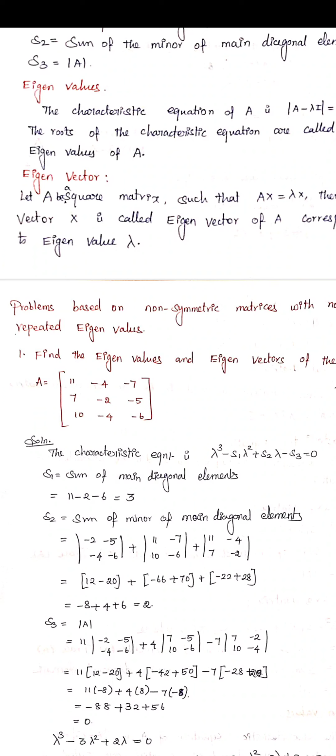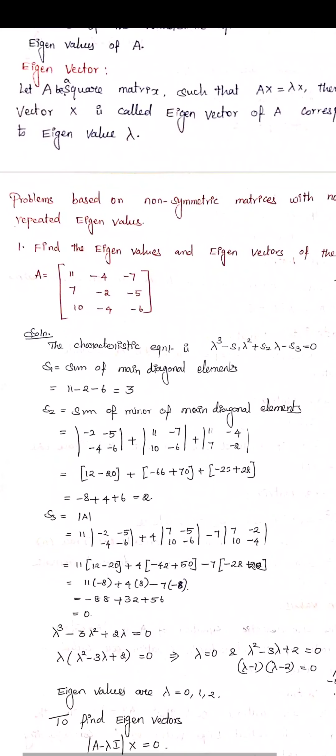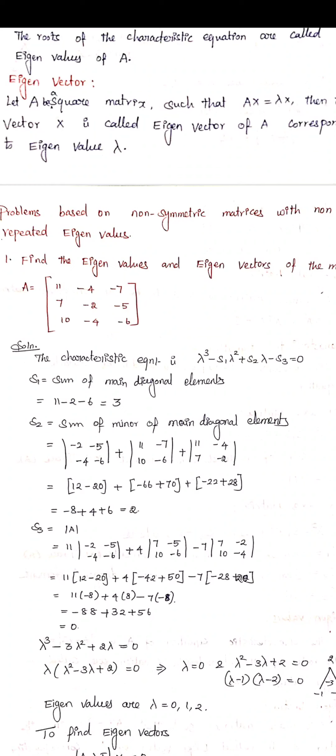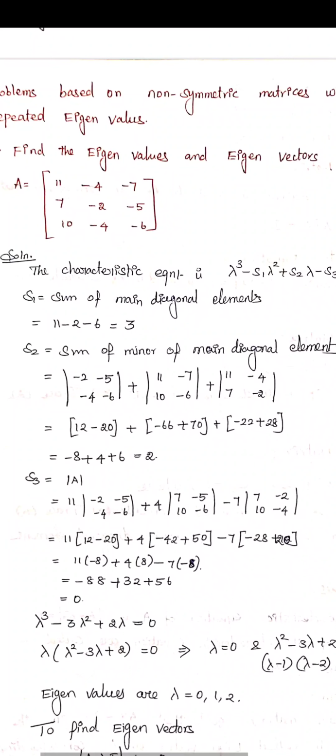Next we will discuss problems based on non-symmetric matrices with non-repeated eigenvalues. Find the eigenvalues and eigenvectors of the matrix A equal to 11 minus 4 minus 7, 7 minus 2 minus 5, 10 minus 4 minus 6. Here the matrix A is non-symmetric because A not equal to A transpose. First we have to find the characteristic equation for this 3 by 3 matrix. The characteristic equation is lambda cube minus S1 lambda square plus S2 lambda minus S3 equal to 0.